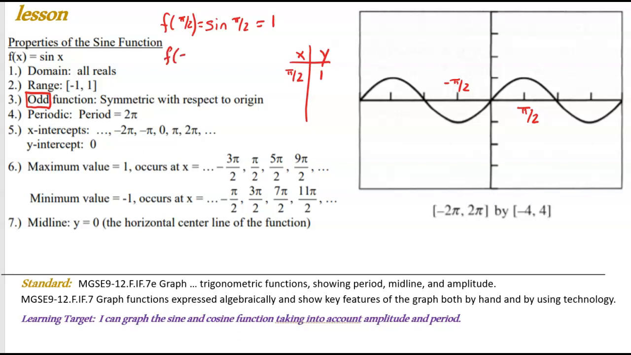F of negative pi over 2, sine of negative pi over 2 is negative 1. Okay, so just to recap what we saw in our last video: odd, numerically, if we're going to look at an algebraic or numerical way to think about it, if you plug opposites in, we get opposites out. So if you plug in positive pi over 2 on the graph, you get positive 1. If you plug in negative pi over 2, you get negative 1.